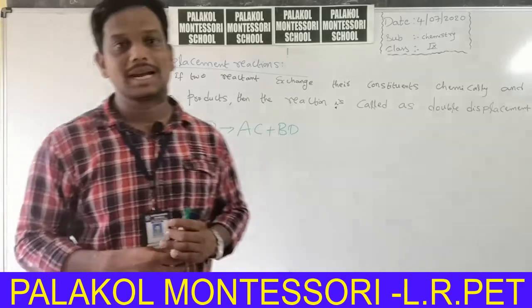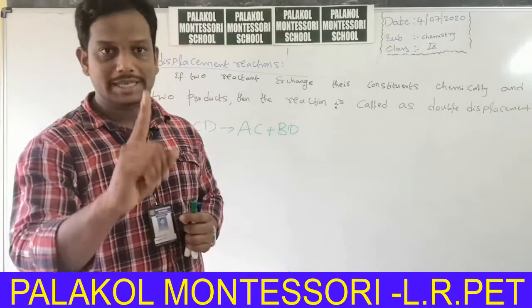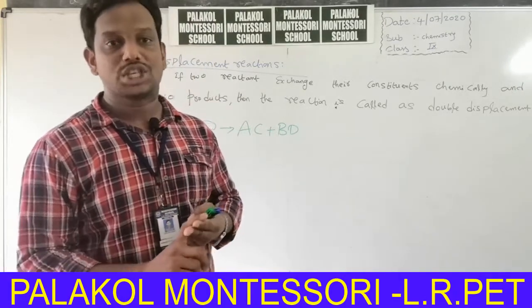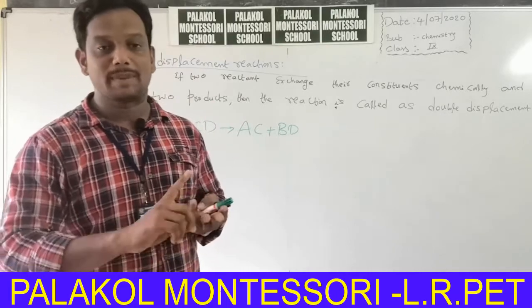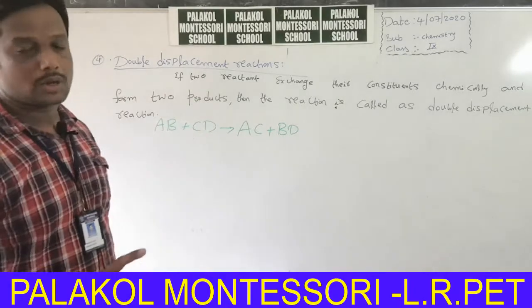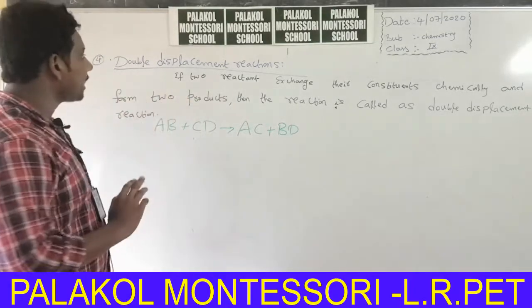Hi students, in the last class we discussed types of chemical reactions. First one is chemical combination reaction, second one chemical decomposition reactions, third one chemical displacement reactions, fourth one double displacement reactions. Okay, now I will start the lesson with double displacement reaction.